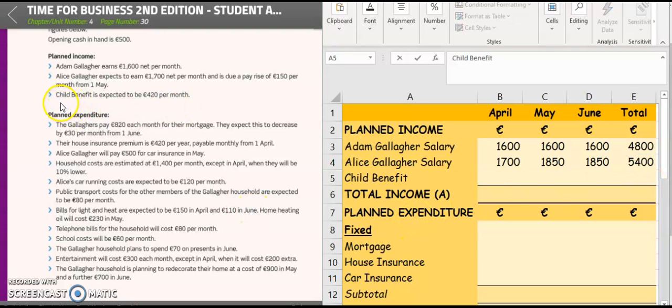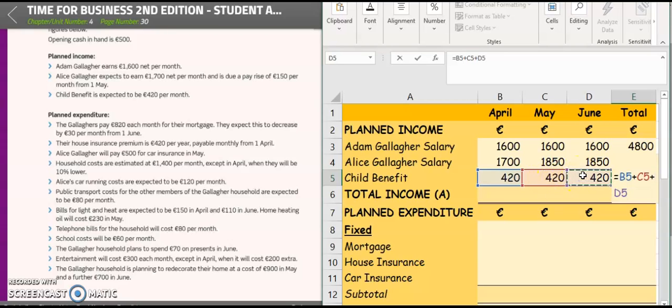And then they're going to get child benefit of 420 per month. So for April, it's going to be 420. For May, 420. June, 420. And then for your total, you're going to add up 420 for April, plus 420 for May, plus 420 for June. So for child benefit, you're going to get 1,260.